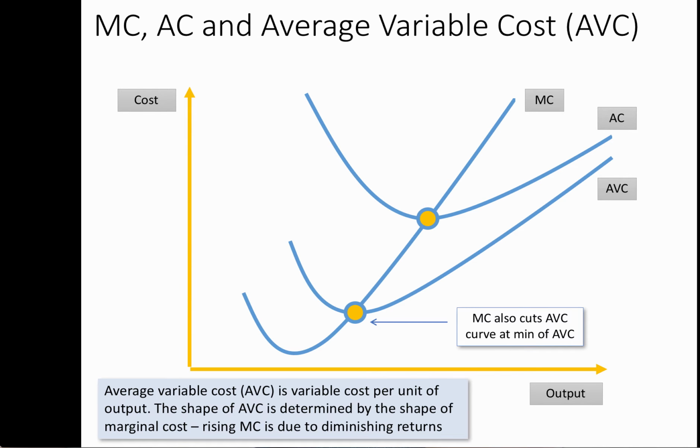We could also put in the average variable cost, which is variable cost divided by output. Average variable cost again tends to follow a U-shaped pattern if we have increasing and then diminishing returns in the short term. Again, marginal cost must also cut average variable cost at the minimum of the average curve.